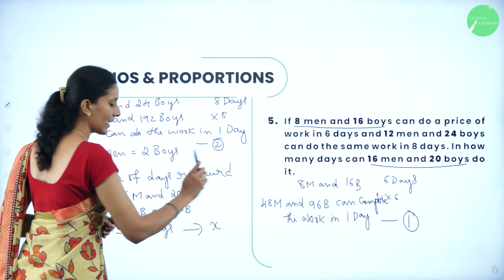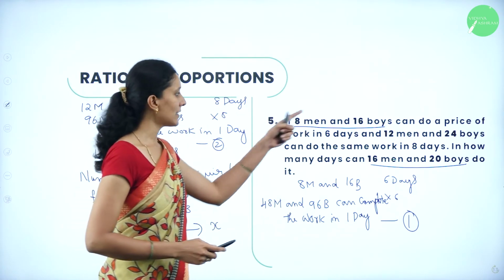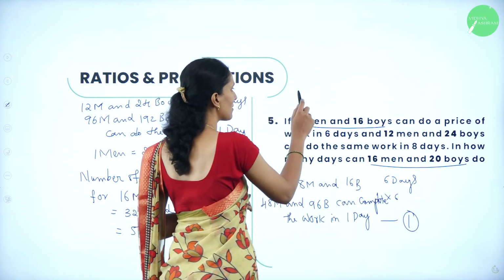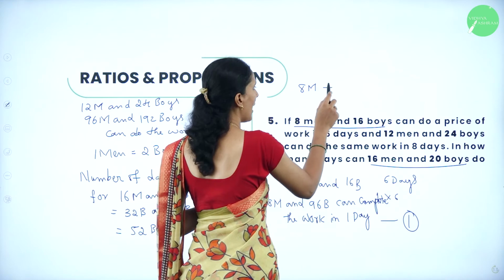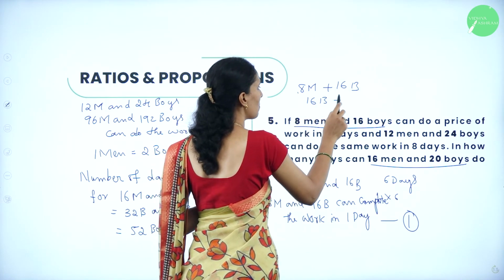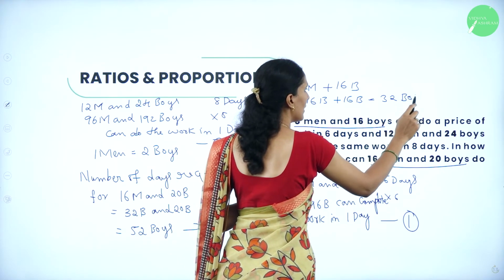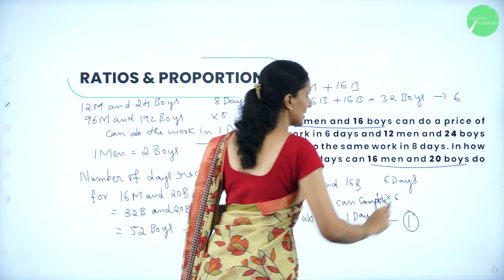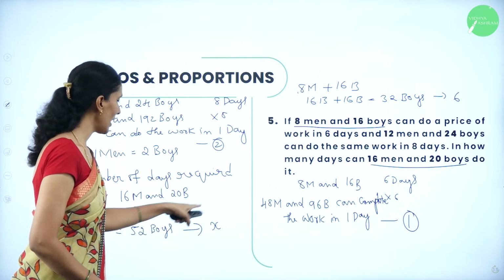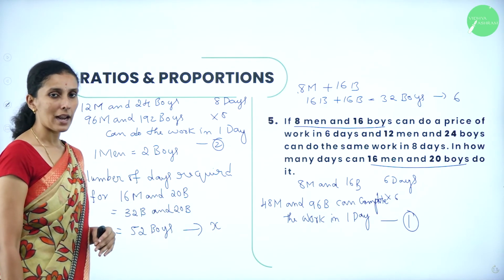I don't know it, so I'll take it as X. But here I have taken 8 men and 16 boys. They can complete the work in 6 days. That means 8 men is 16 boys plus 16 boys, that is equal to 32 boys. They can do the work in 6 days. So using these conditions, I calculate the number of days for 52 boys, which is the same as 16 men and 20 boys.